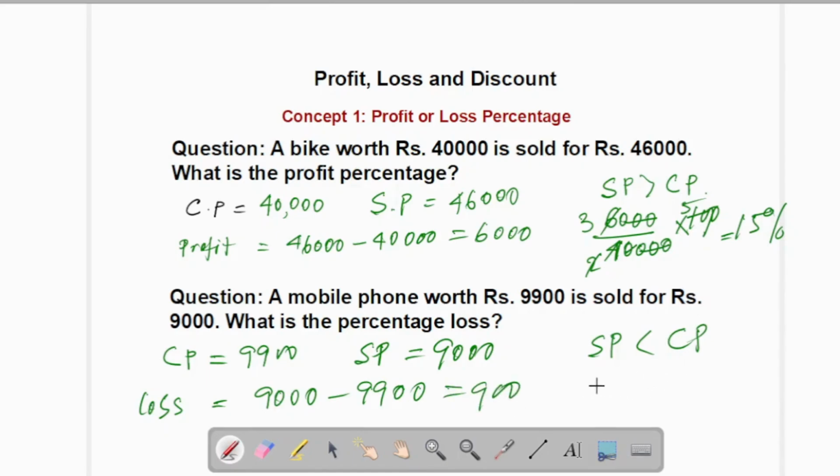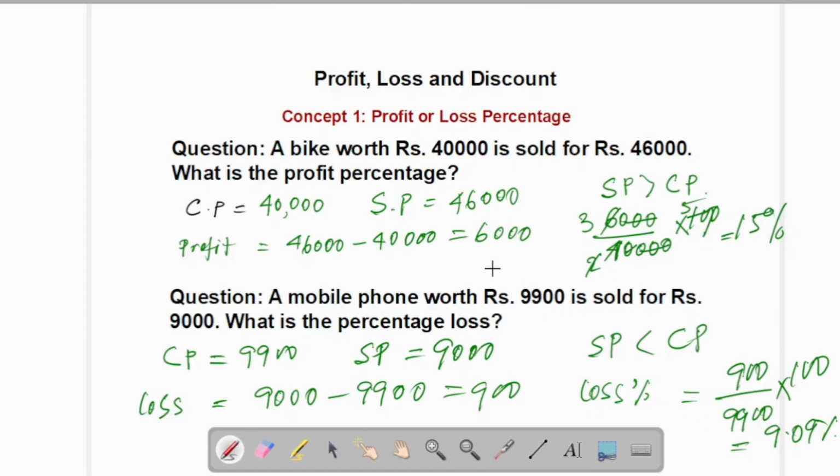So what is the loss percentage? The loss percentage can be calculated as loss by cost price, 900 divided by the cost price into 100. So in this case we will get 9.09%, and since it's a loss, the mobile seller is making losses of 9.09%.